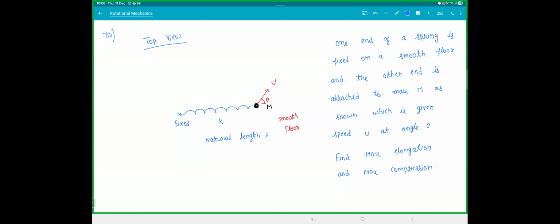Why do you think I'm telling you just create the equation? I know what you did. You thought only this component is responsible for elongation, na? But think about this. You say u sine theta. After some time, the spring will become like this. Then this component is not u cos theta anymore. It is something else now.